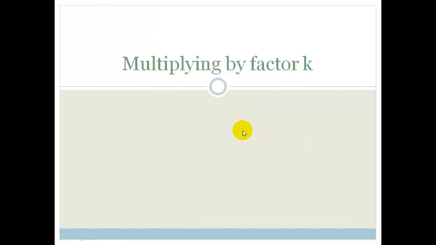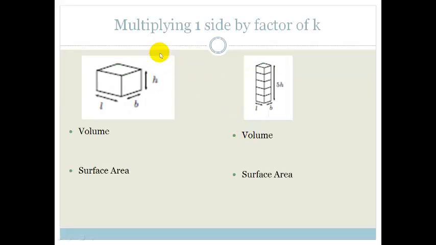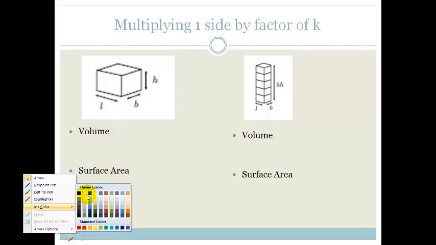In this lesson, we're going to be looking at what happens if we multiply something by a factor k. And this sounds complicated, but if we look at examples, you can see it's actually pretty easy. What we're doing is saying, what would happen if we just increase this, if we change just the height, and what difference would it make to our volume and our surface area? So let's look at this, okay?